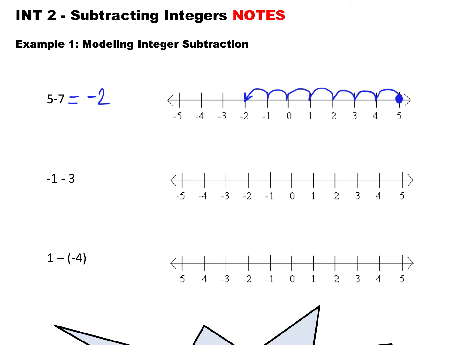Let's try another one. How about negative 1 minus 3? Our starting point is going to be negative 1. And then subtract 3. We're going to take away 3. So take away, we're going to go left again. 1, 2, 3. We ended up at negative 4. So negative 1 minus 3 is negative 4.